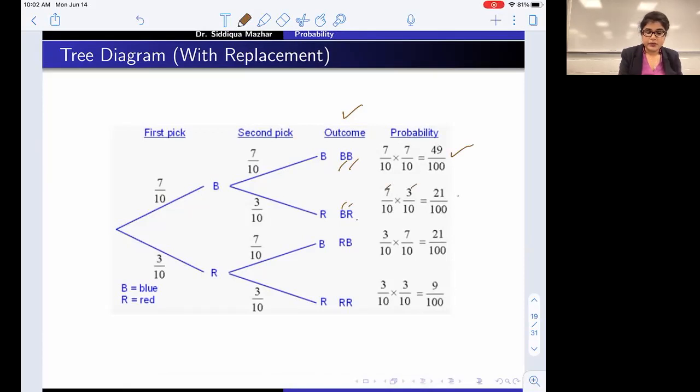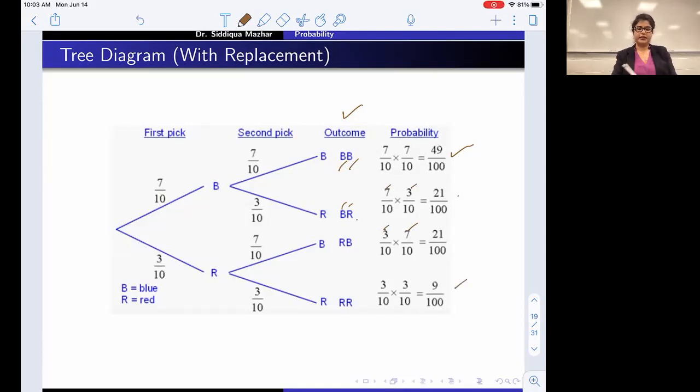Third experiment, red, blue. Because this is with replacement, again, these are independent events. It has nothing to do with the second one. So you are just taking the product of these two probabilities. The probability of finding red, which is 3 by 10, and then the probability of finding blue, which is 7 by 10. You are multiplying it. It is giving you 21 by 100. Similarly, you can do for red, red. So this is giving you 9 by 100.